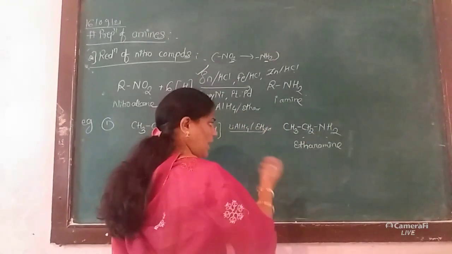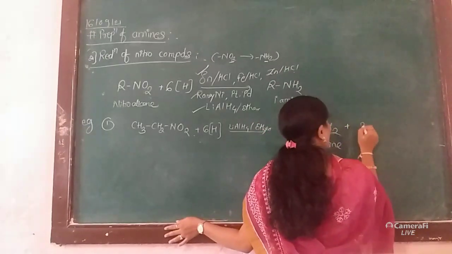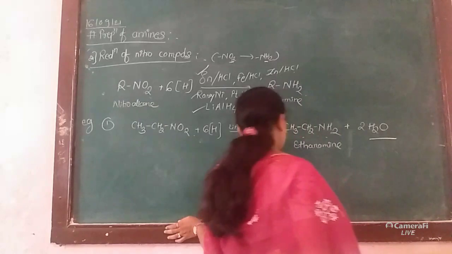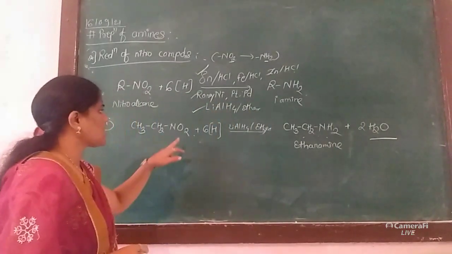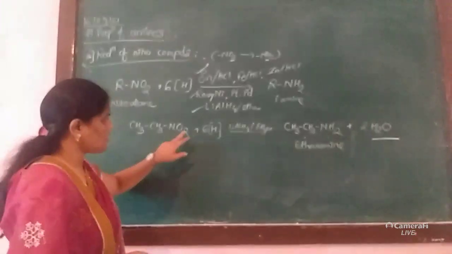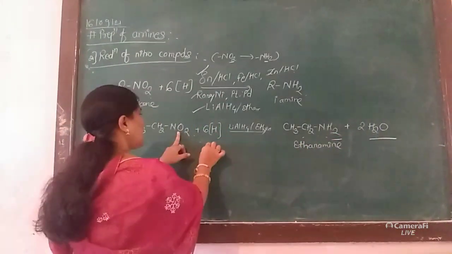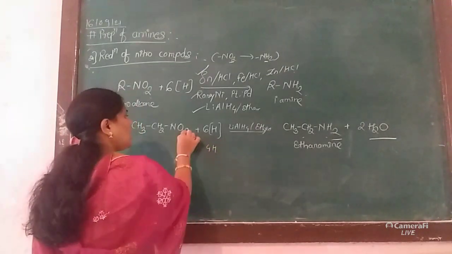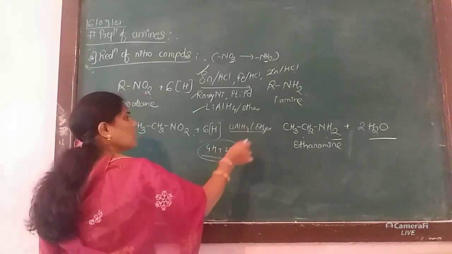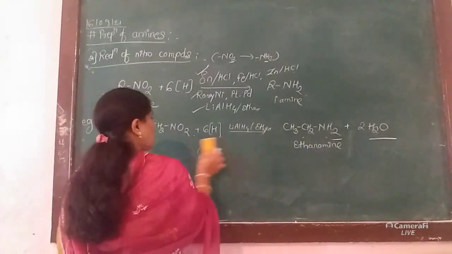Ethylamine is the common name and ethanamine is the IUPAC name, with the loss of twice H2O. The byproduct in this reaction is twice H2O. It means the two oxygens here are removed and two hydrogens are added in the amine group. And the remaining 4 hydrogen and 2 oxygen form twice H2O, that is, water molecules are formed here.